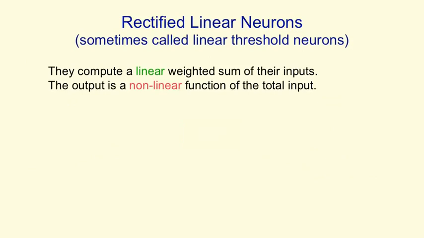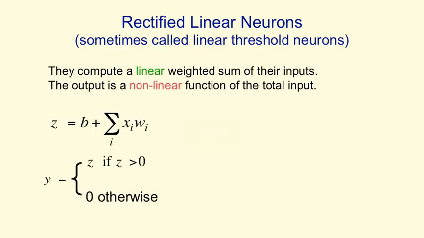A kind of neuron that combines the properties of both linear neurons and binary threshold neurons is a rectified linear neuron. It first computes a linear weighted sum of its inputs, but then it gives an output that's a non-linear function of this weighted sum. So we compute z in the same way as before. If z is below 0, we give an output of 0. Otherwise, we give an output that's equal to z.